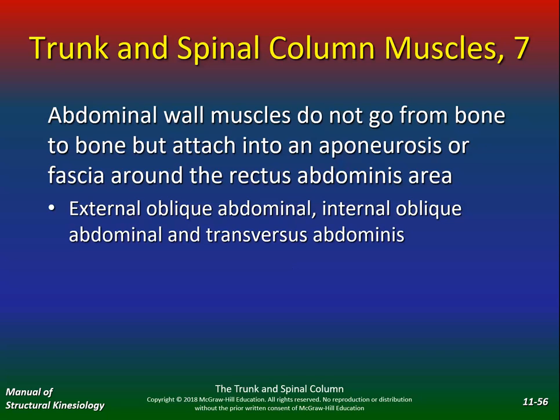Abdominal wall muscles do not go from bone to bone, but attach into an aponeurosis or fascia around the rectus abdominis. So a lot of times the external obliques, internal obliques, they don't always have attachment to bone, but they'll attach into an aponeurosis or fascia.